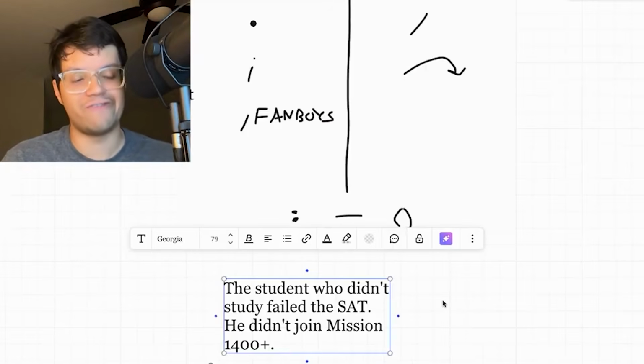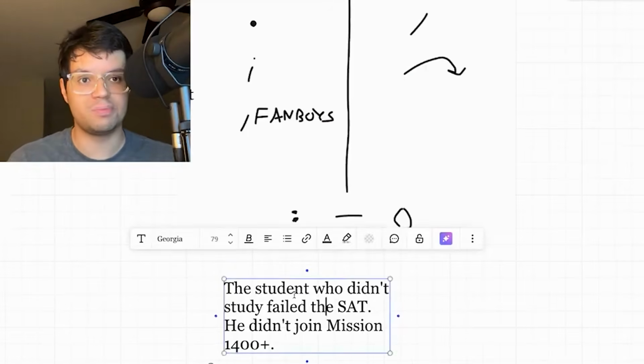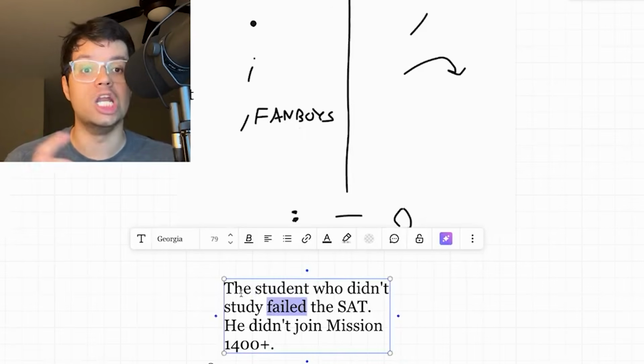So look at this. The student who didn't study failed the SAT. That would be an independent clause because we have student, which is the subject, failed, the main verb, and no wasabi word.